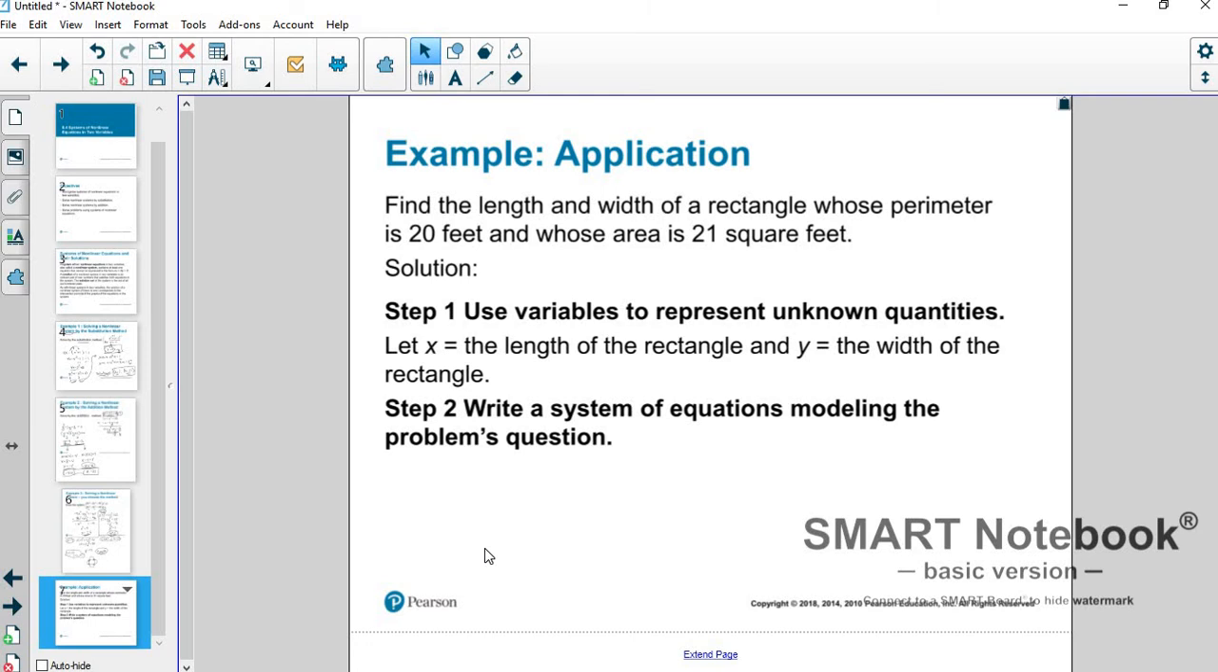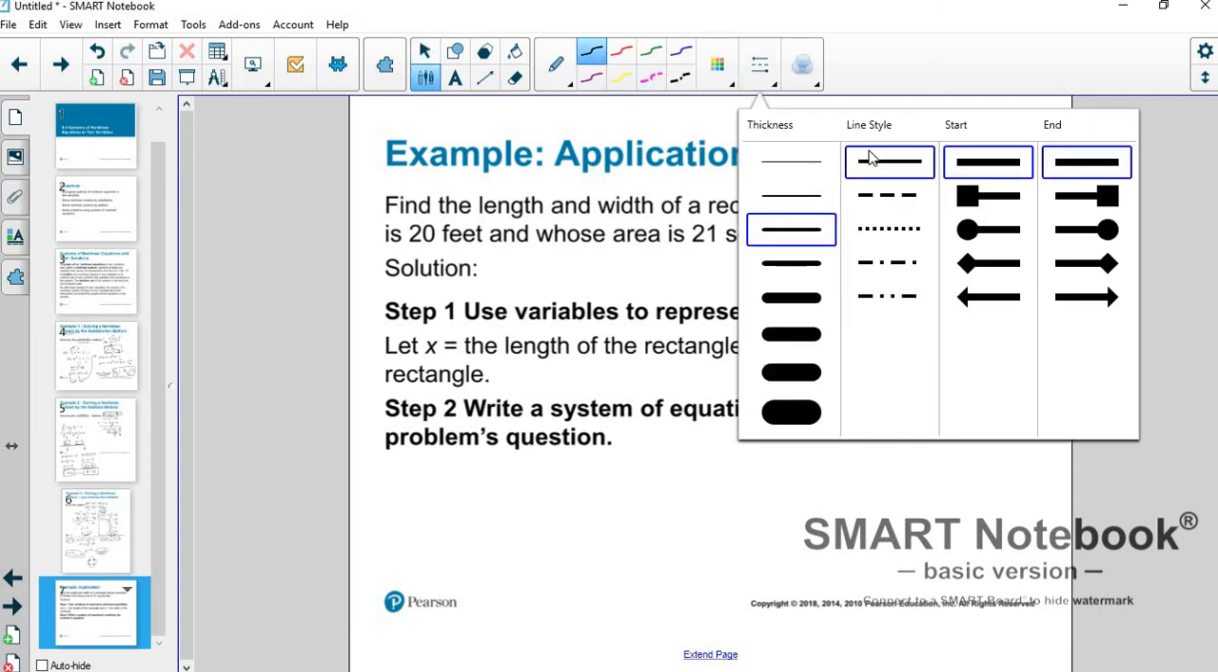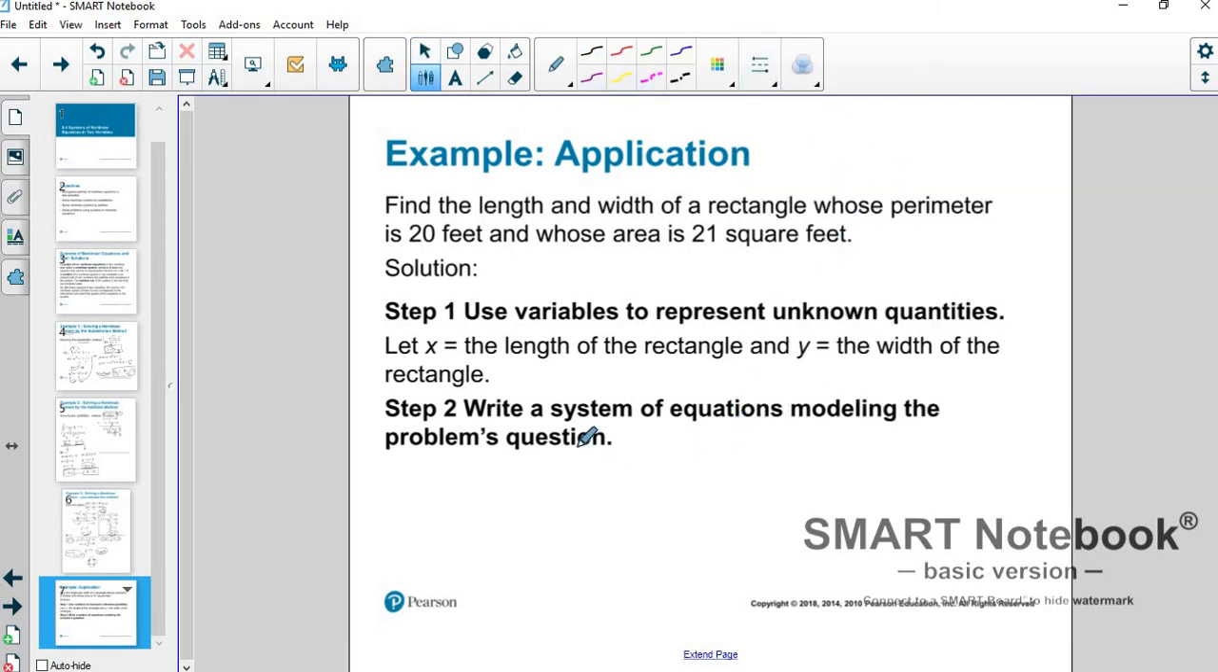So we've got a rectangle whose perimeter is 20 feet and whose area is 21 square feet. Draw your picture. You've got a rectangle. We'll let x represent the length of the rectangle and y represent the width of the rectangle. Okay? So how do you find the perimeter of a rectangle? It's all the way around, x plus y plus x plus y. So 2x plus 2y is the perimeter. How much is that? That's supposed to be 20.